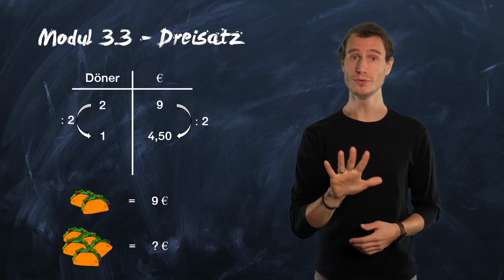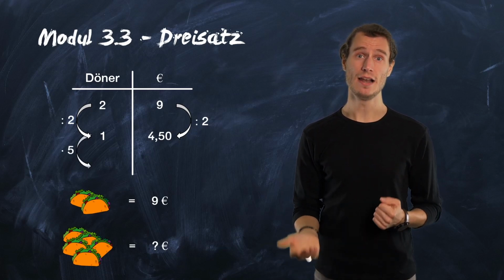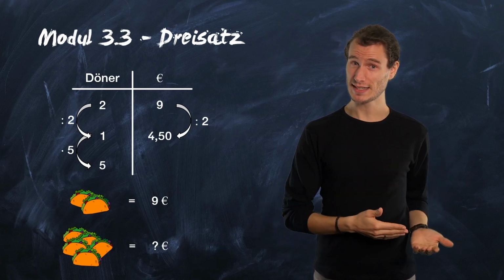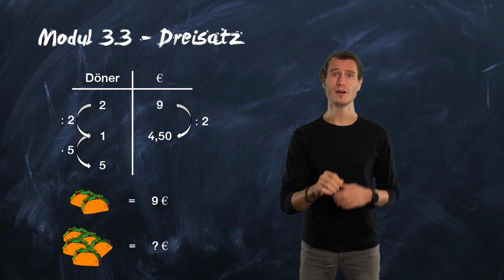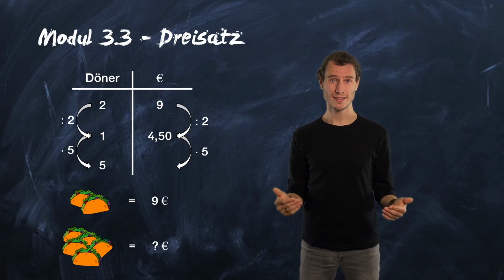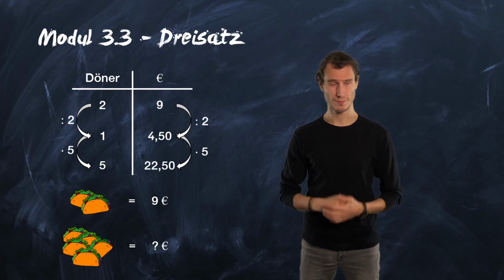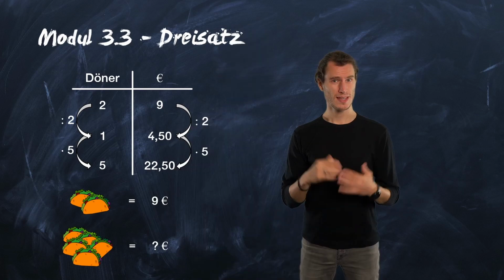In a third step, I can now easily calculate the price for 5 donors. I multiply on the left by 5, and because I always need to do on the right what I've done on the left, I also multiply this number by 5. 450 times 5. And then I know 5 donors cost €22.50.